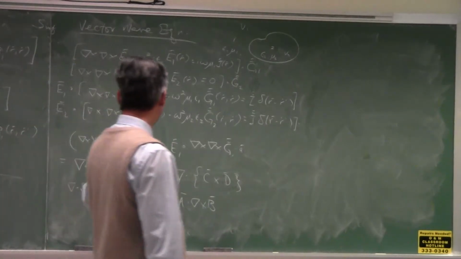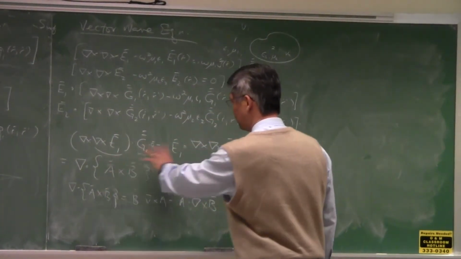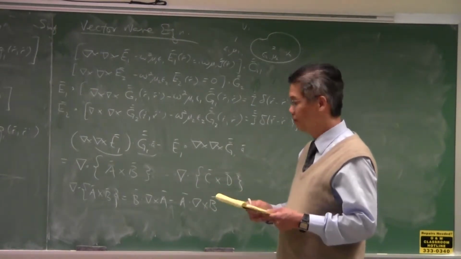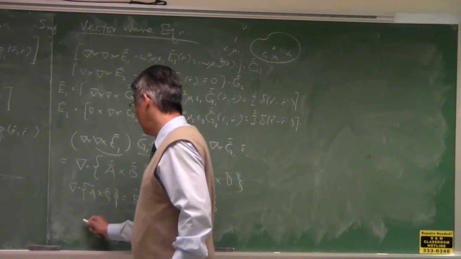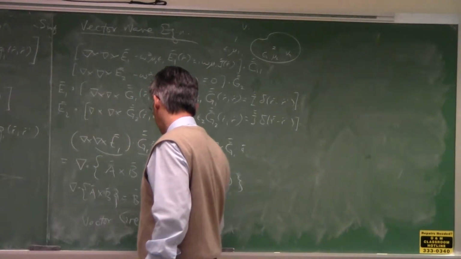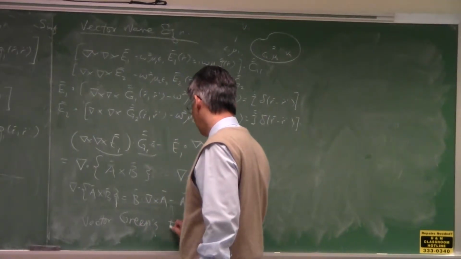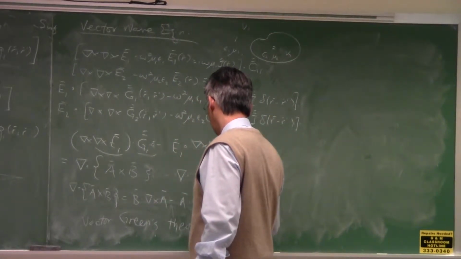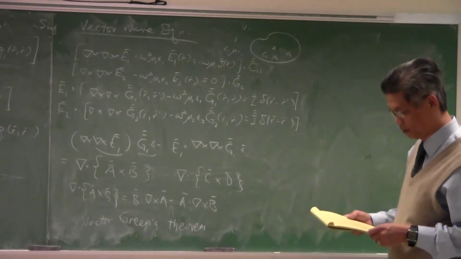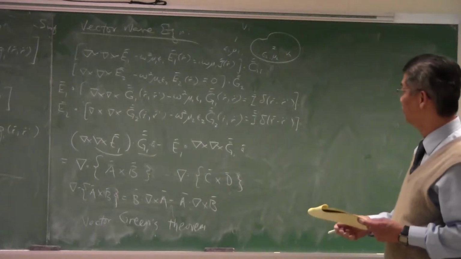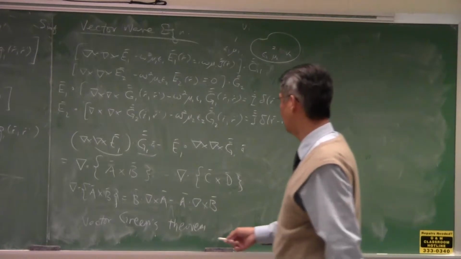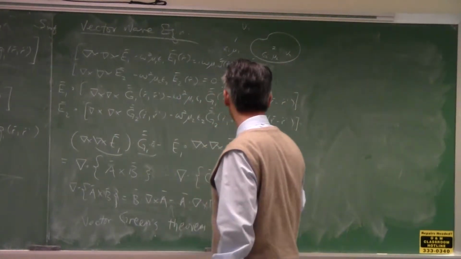And then if you use this, you can convert this into a divergence of something, very much like Green's theorem. Then you apply Green's theorem in the vector form, which we call vector Green's theorem. I don't know if George Green was responsible for this, probably not, because all these vector things didn't come about until later. So the vector Green's theorem. And then you go through the algebra, and this allows you to convert things into surface integrals.